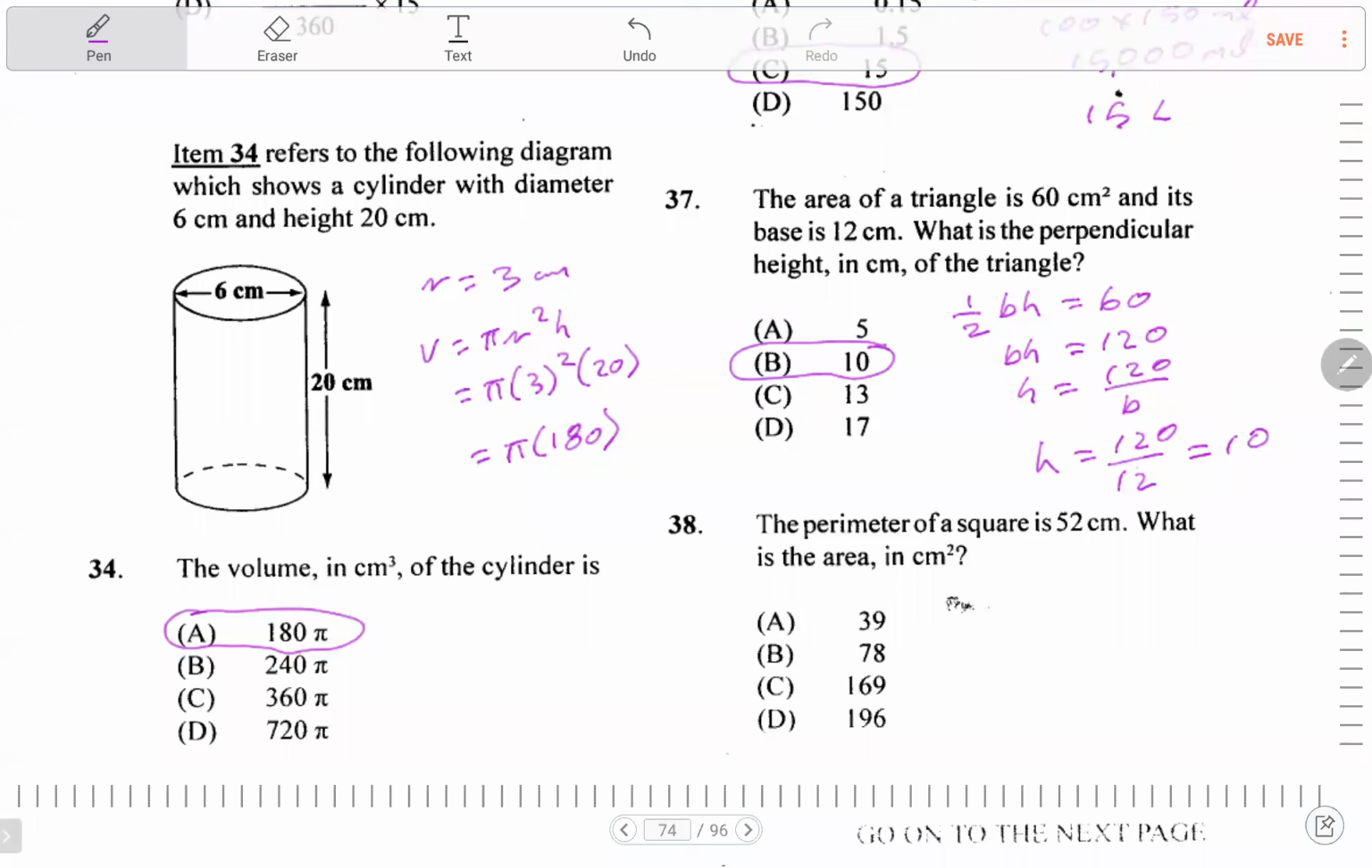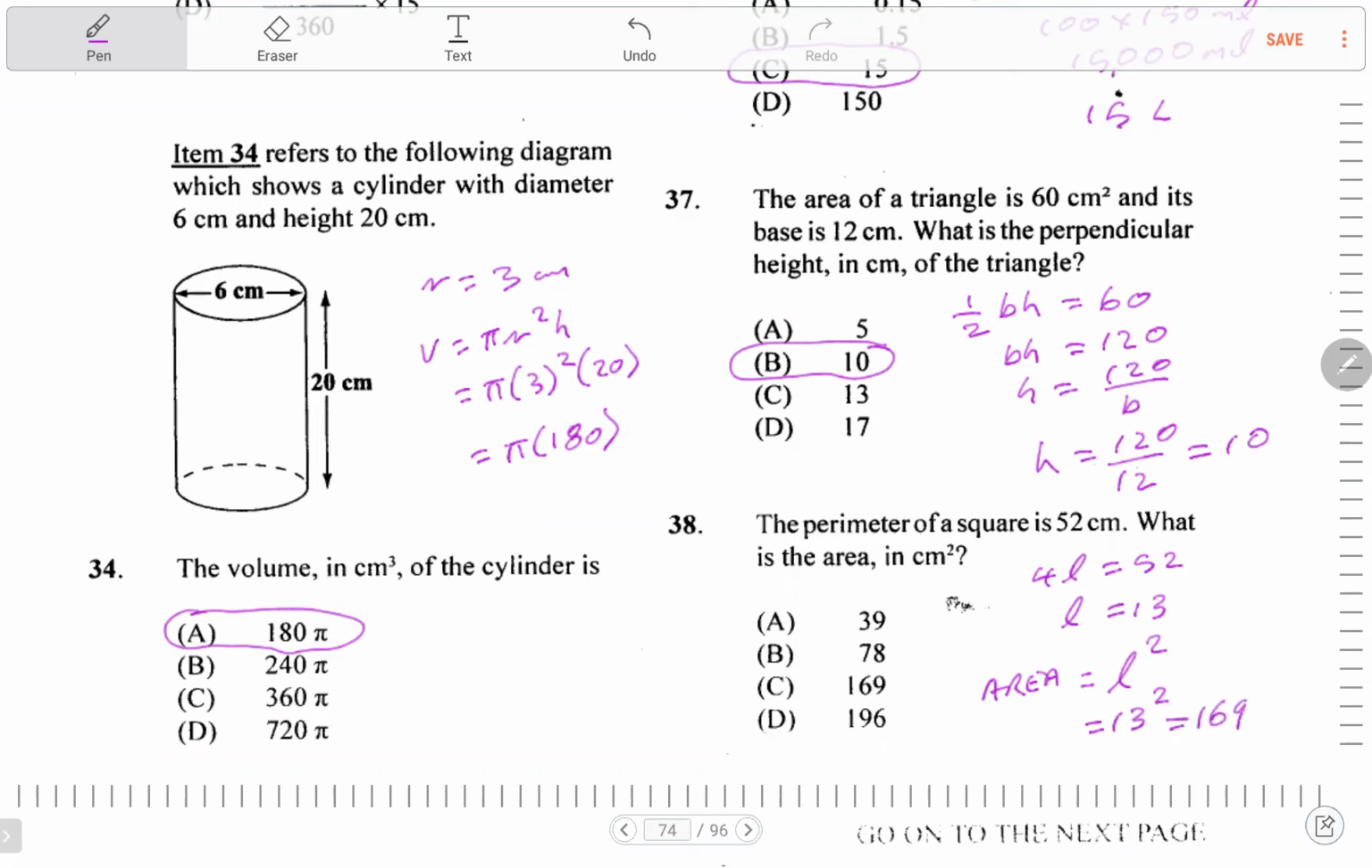All right. The perimeter of a square is 52. We did this question already. So 4 times the length of each side is 52. So it means that each side is 52 divided by 4, which is 13. So the area is L squared, which is 13 squared.